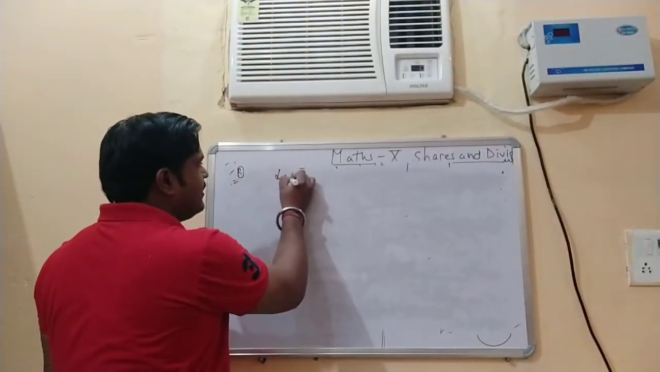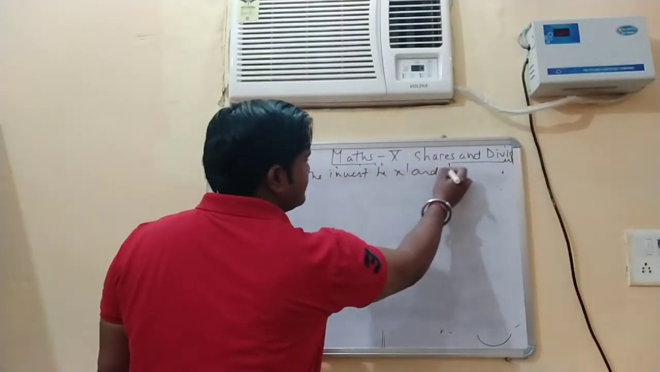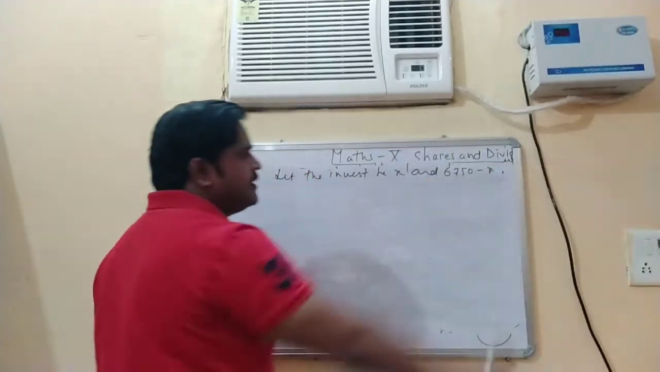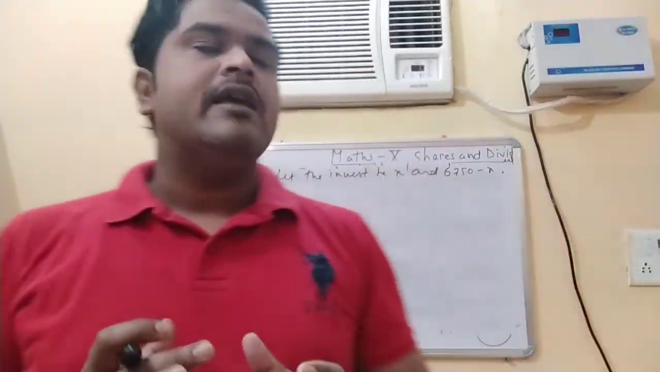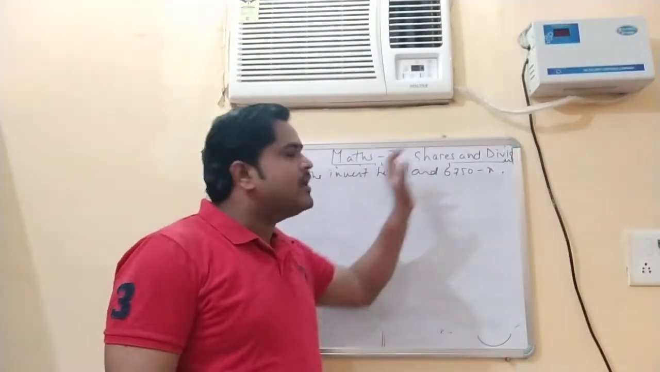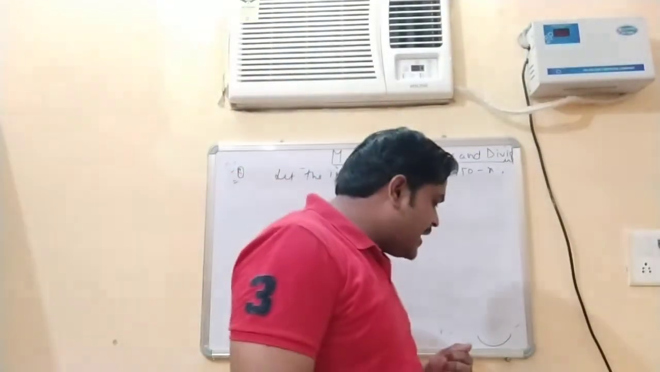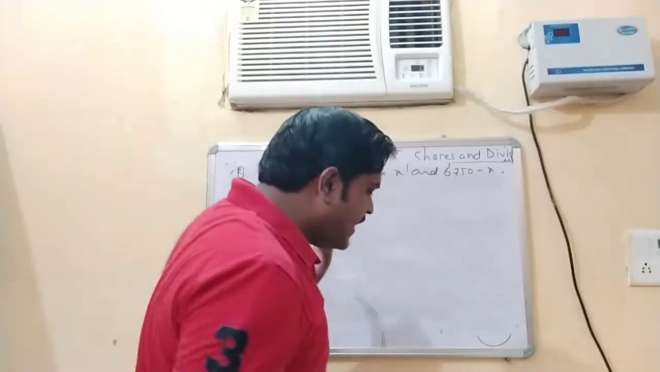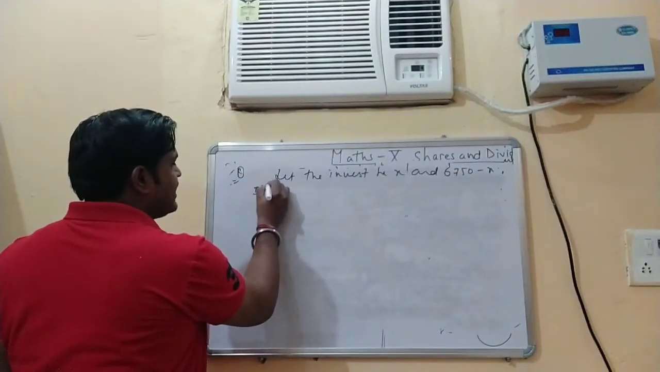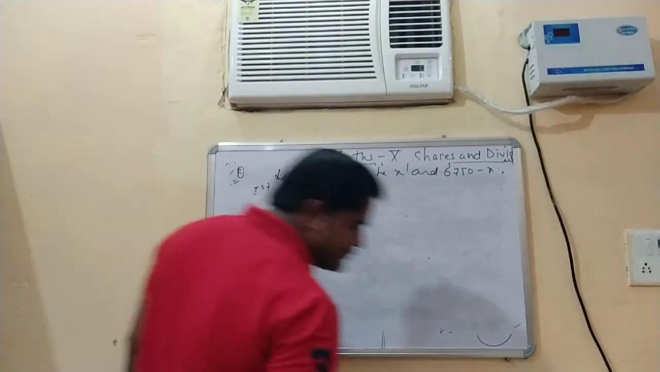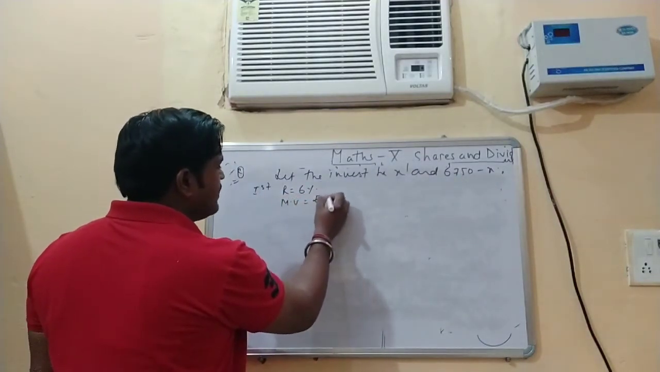So first of all we'll write, let the investment be x and 6750 minus x. Now it is given that the sum of the dividends that we'll calculate for both the parts will be equal to 280. It is given in the question. So for the first part we'll calculate the dividend, and what other things are given for the first part: the rate is 6% and market value is rupees 140.